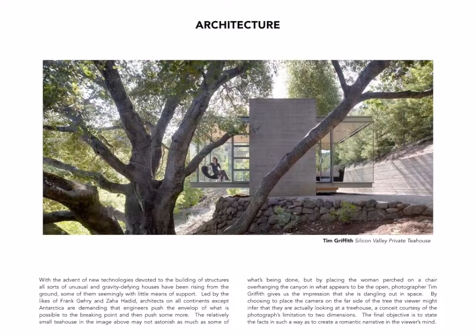The relatively small tea house in the image above may not astonish as much as some of what's being done, but by placing the woman perched on a chair overhanging the canyon in what appears to be the open, photographer Tim Griffith gives us the impression that she is dangling out in space. By choosing to place the camera on the far side of the tree, the viewer might infer that they are actually looking at a tree house, a conceit courtesy of the photograph's limitation to 2 dimensions. The final objective is to state the facts in such a way as to create a romantic narrative in the viewer's mind.